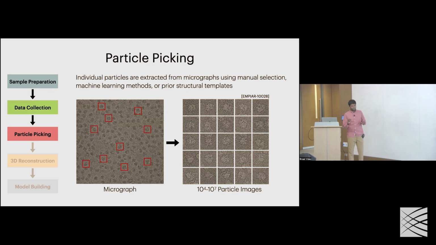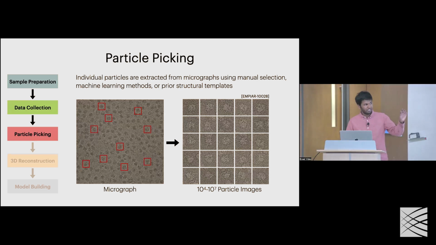And so in order to do structure processing, the first thing we have to do is extract each one of those individual particles. This can be done in a variety of ways, including machine learning techniques or using prior structural templates. But after extracting those particles, what we end up with is usually between 10,000 and maybe even 10 million of these individual 2D images. And each one of those consists of a unique particle captured from the sample.